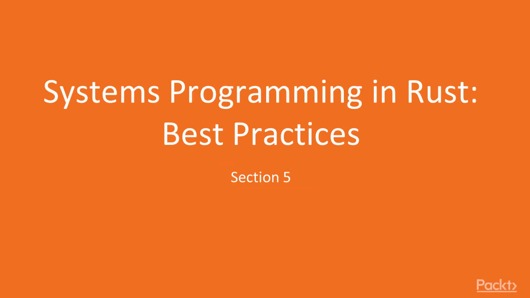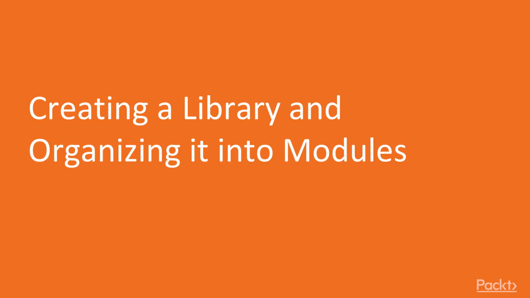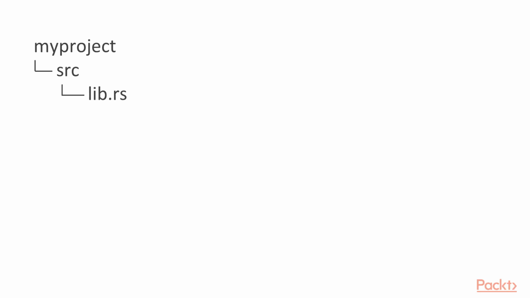Systems Programming in Rust Best Practices. In this video, we will discuss the practice of creating a library and organizing it into modules. The root of your library is lib.rs, located in the source directory.